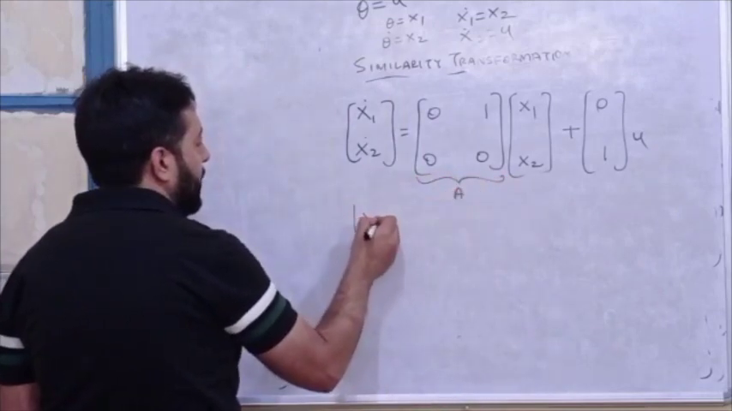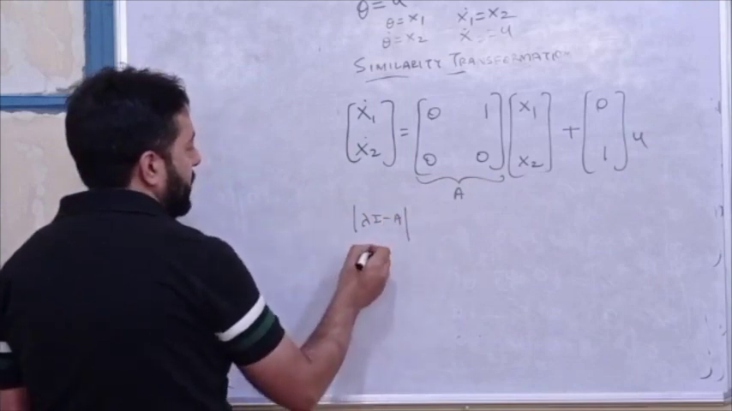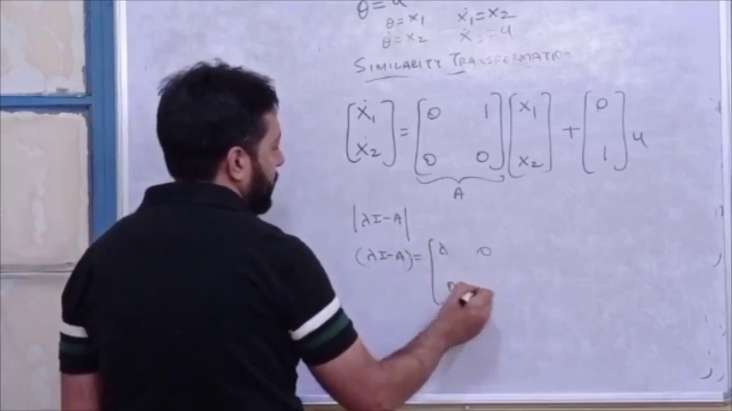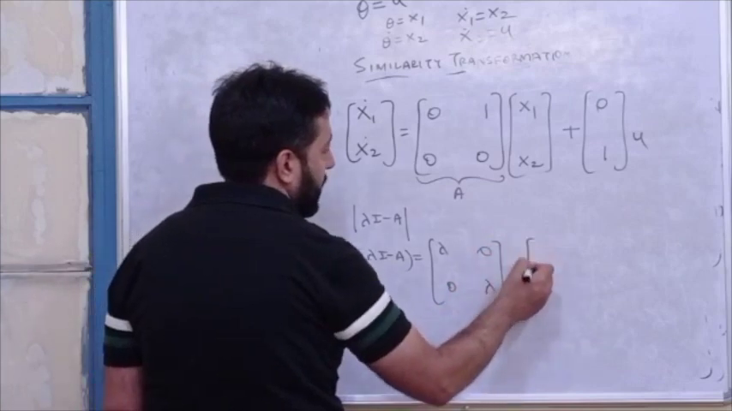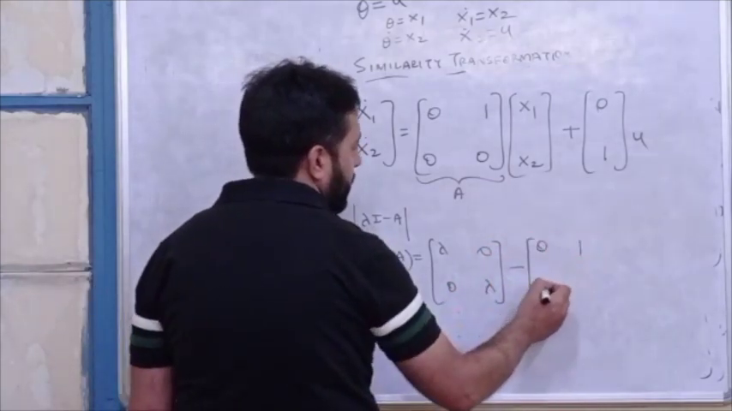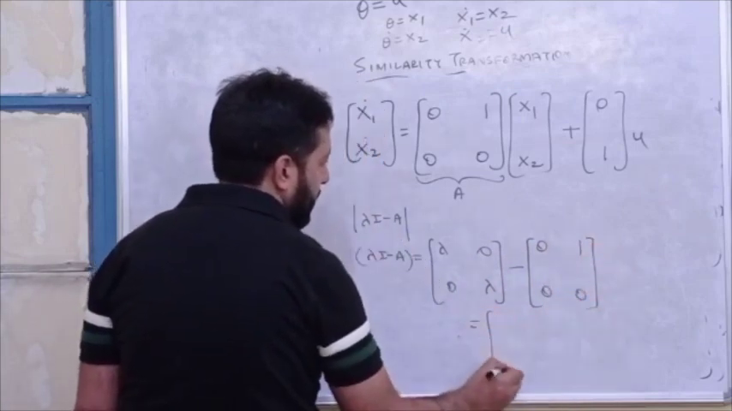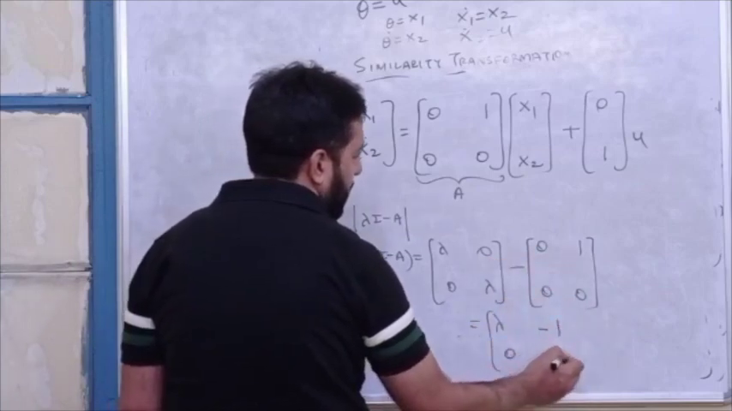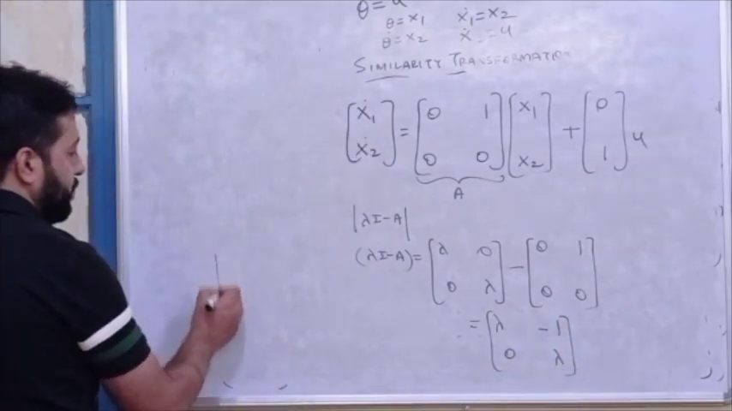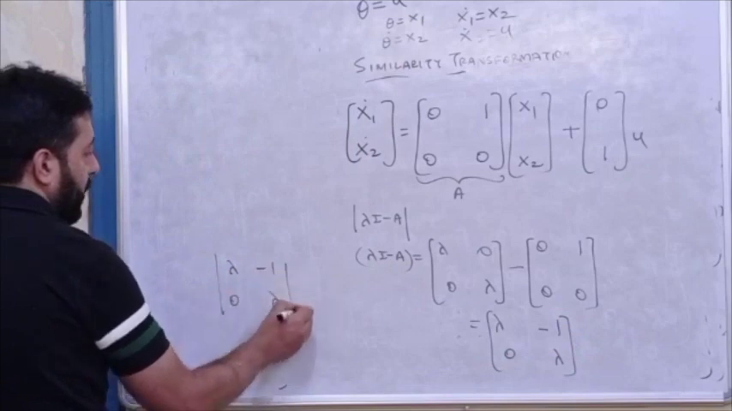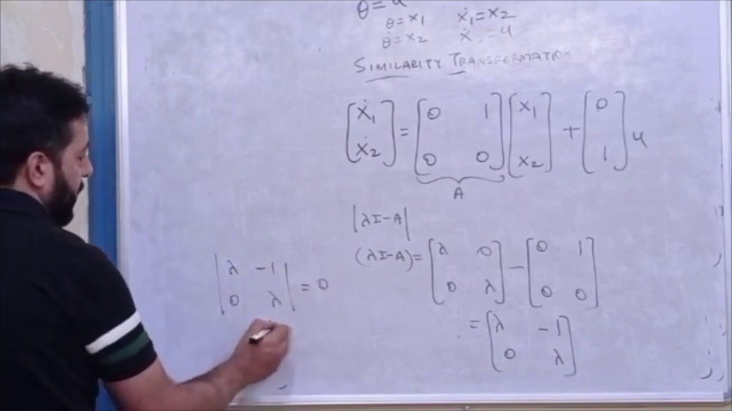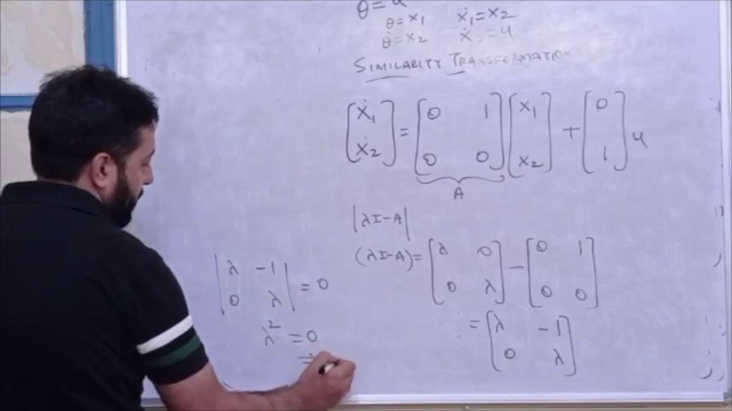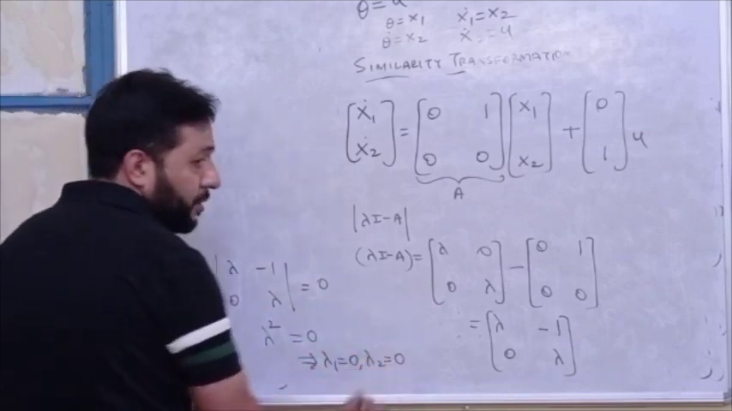So determinant of lambda I minus A we have to obtain, है ना? So that is lambda I minus A is equal to lambda 0, 0 and lambda minus A. A is 0, 1, 0 and 0. So that is lambda minus 1, 0 and lambda, है ना? Then determinant of this. We have given eigenvalues. So that is lambda square is equal to 0, which implies lambda 1 equal to 0 and lambda 2 equal to 0. कहीं पे कुछ miss कर रहे हैं.